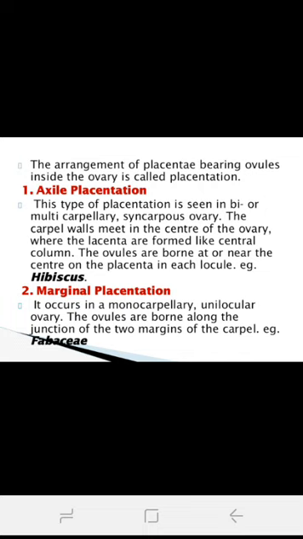Second one is marginal placentation. It is observed in monocarpellary unilocular ovary, that is, members of the family Fabaceae. So while cutting vegetables like pea, beans, etc., you can observe this. Ovules are borne along the junction of the 2 margins of the carpels.